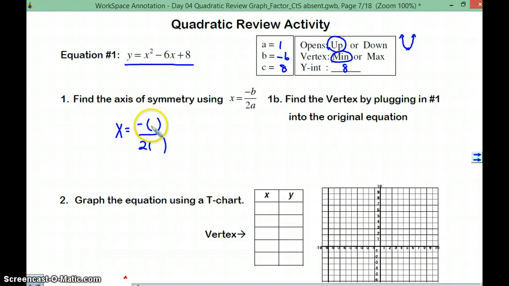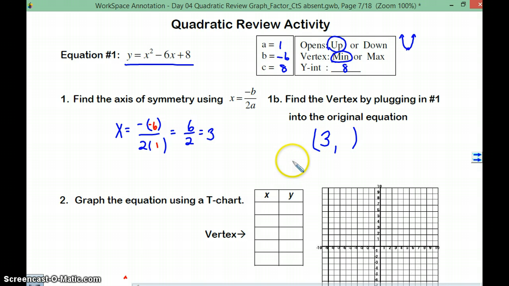Now I'm going to put in my b, -6. I'm going to put in my a, which is 1. So I end up with +6 over 2, which is the same thing as 3. Okay. Find the vertex by plugging number 1 into the original equation. So our vertex is going to be a point. The first part of it is going to be 3. That's the x-coordinate.